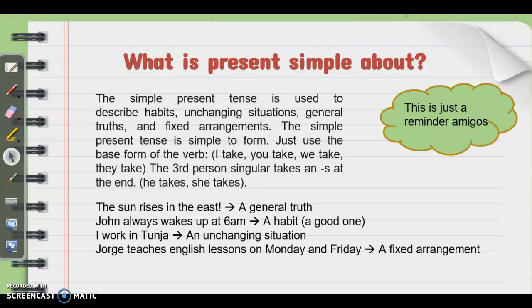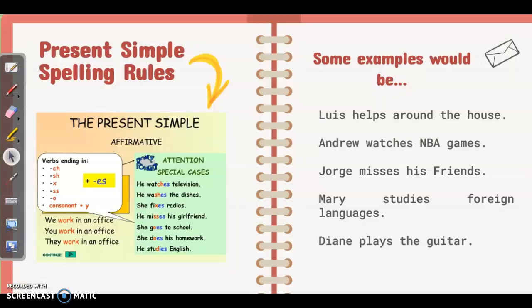Okay. Amigos, this is just a reminder, es un recordatorio, okay, porque bueno, ya de cierta manera han trabajado con presente simple. Como es un recordatorio, permítanme les hago mención de lo que llaman los spelling rules. Okay, so the spelling rules are the norms that we have to follow to change or to modify the verb in the correct way. So we have the present simple. Okay, this change in the verb is only for affirmative. It's not for questions. It's not for negative.